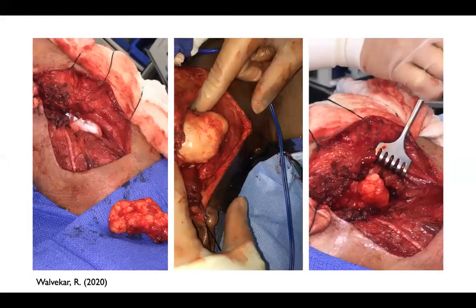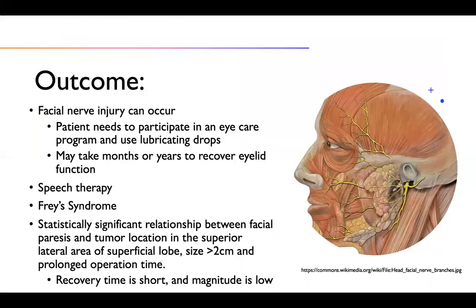So these are some intraoperative pictures of dissection of the parotid gland, thanks to Dr. Wavelkar. And as you can see, this is a pretty big incision on the side of the face in order to get that parotid gland out and to spare the facial nerves.